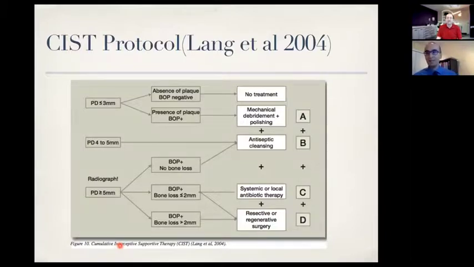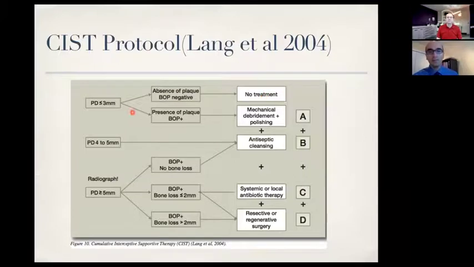Exactly. So there are different protocols that have come up in clinical practice that might be useful. And I show you this one, which is by Lang in 2004. It's called cumulative interceptive supportive therapy. It's very simple and very useful for practitioners and hygienists: when to diagnose the problem, how to manage the problem, and when to refer. So if you have probing depth less than or equal to 3 millimeters, and there is no bleeding on probing, you don't need any treatment. So your implant is in a healthy condition.